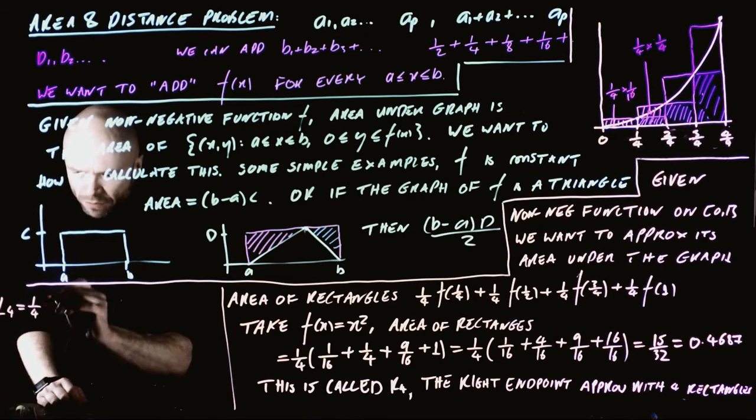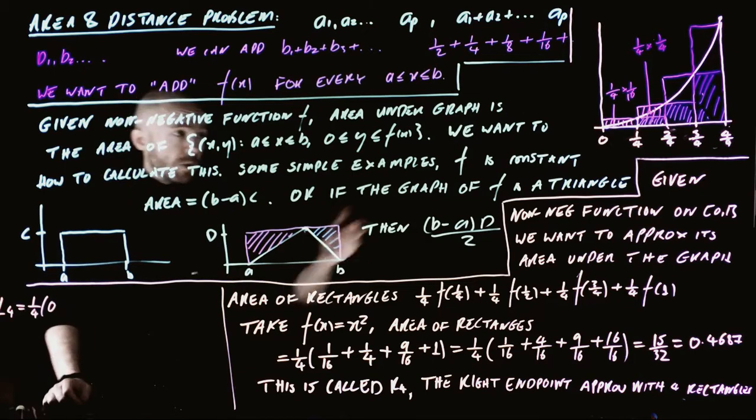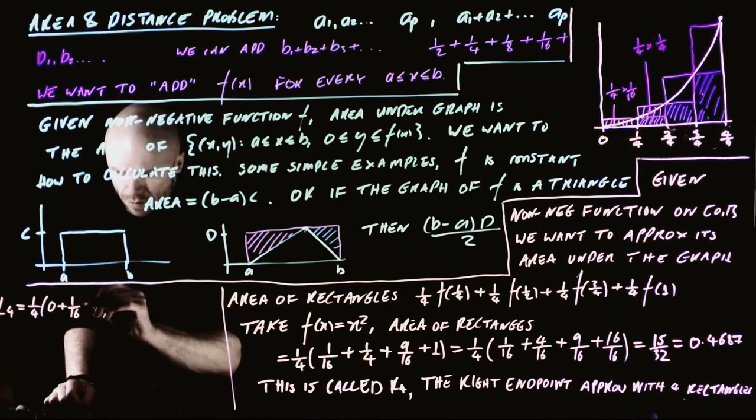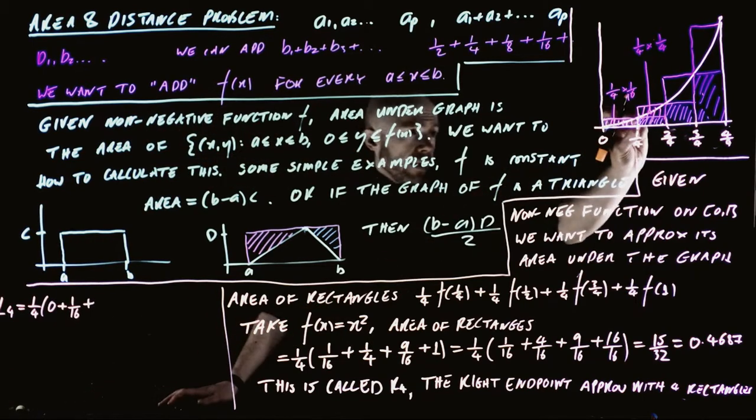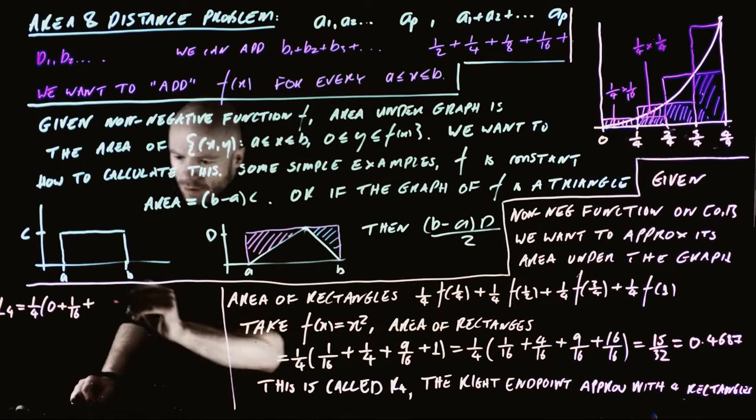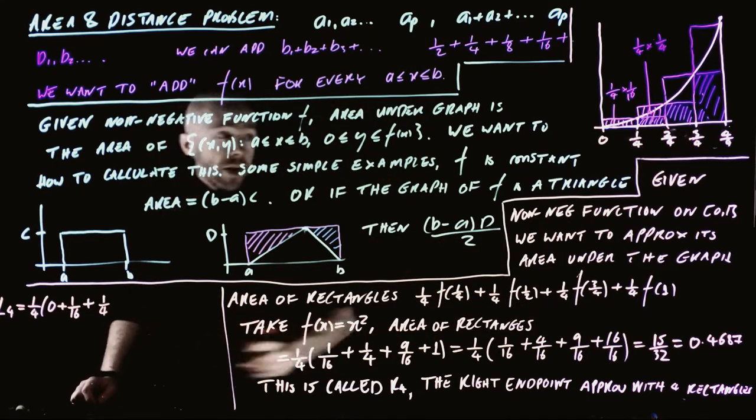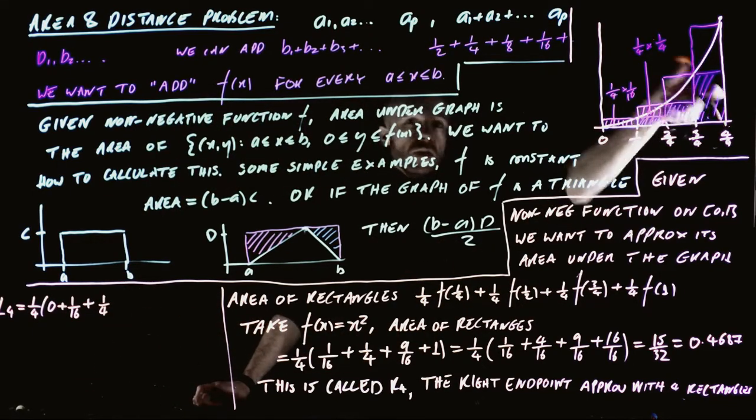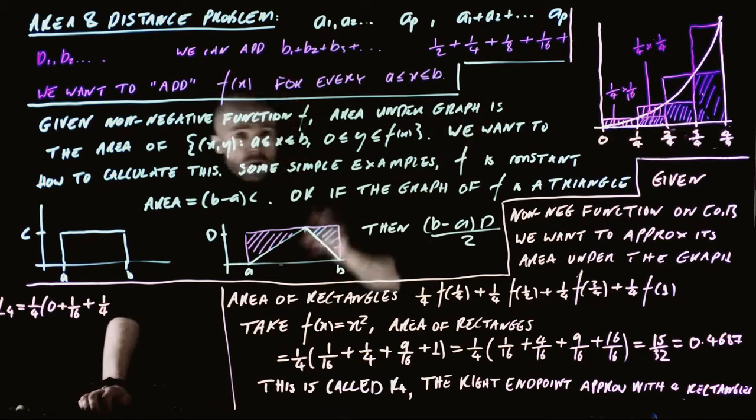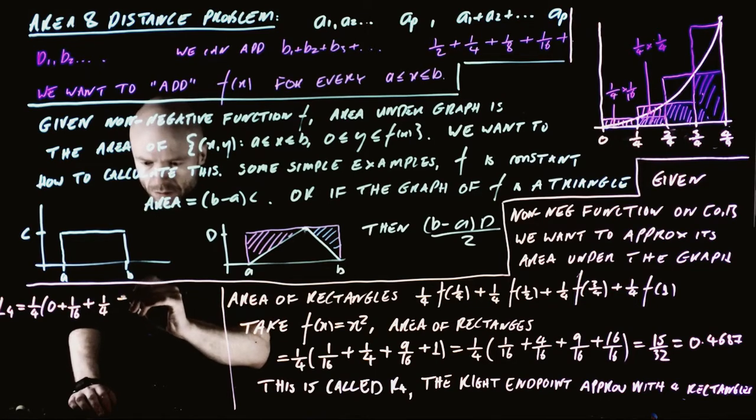The base is always 1 over 4. The height of the first one is 0. Height of the second one is 1 over 16. All right? This is this height here. The height of the second rectangle defined by the left endpoint of the second interval. The height of the third one defined by the left endpoint, it's going to be 1 over 2 squared, so it's 1 over 4. And the height of the fourth one, this guy right here, defined by the left endpoint, it's going to be 3 over 4 squared, which would be 9 over 16.